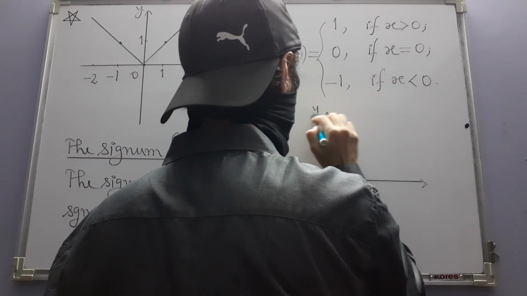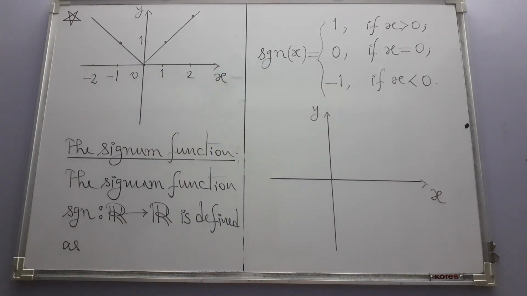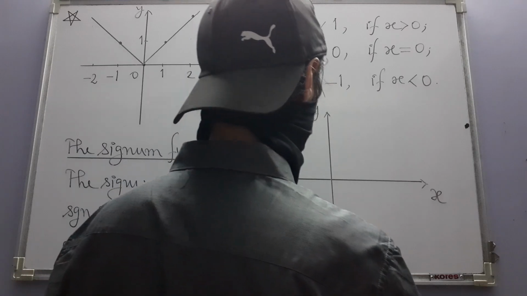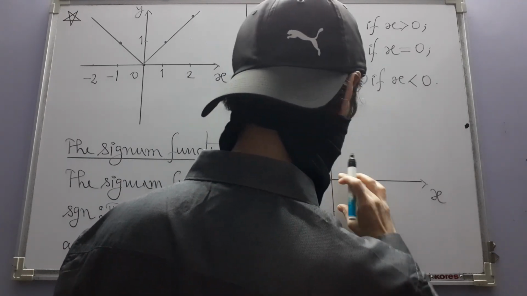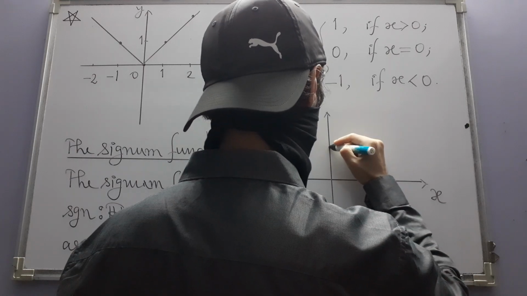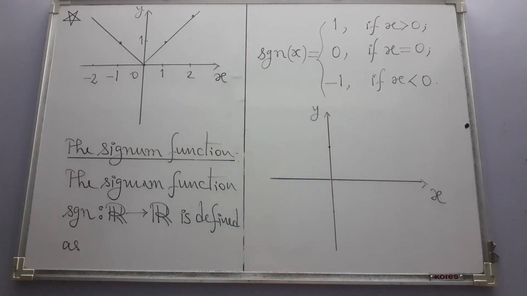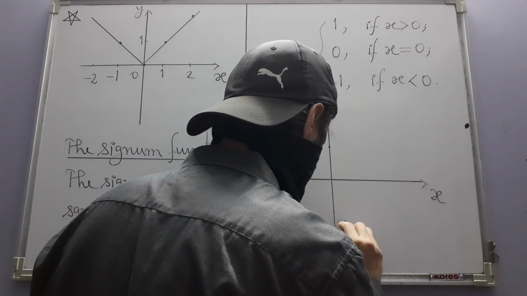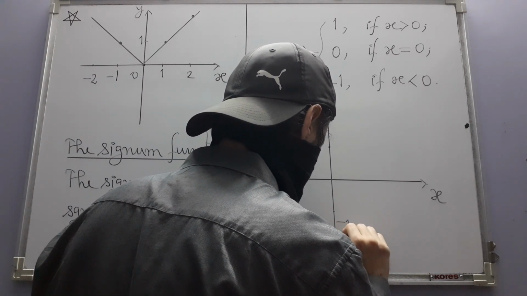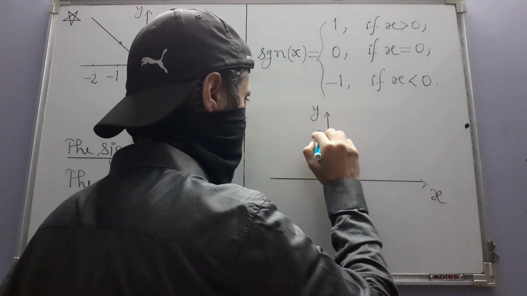Now there is something that we have to note carefully here. Let me first mark out these points -1 and 1 on the y-axis because they are outputs. This is -1, it's here actually, and this is 1.